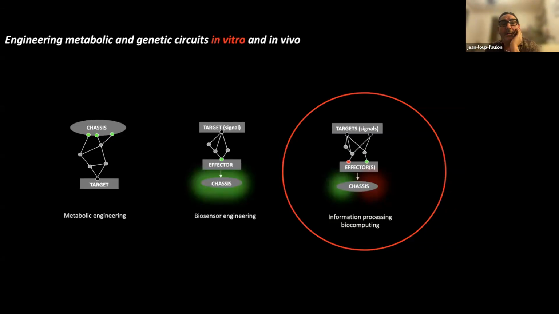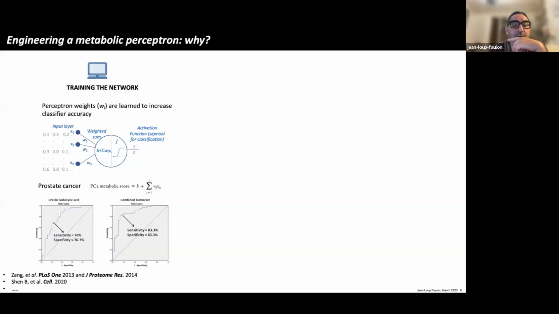Okay, so now that I've introduced and showed you some practical examples of how these biosensors work, I'm going to move on to more sophisticated devices and circuits that are related to biocomputing. So we're going to start with looking at things in vitro, and then we're going to move in vivo. So in vitro is in cell-free, as I mentioned earlier. And in particular, we are going to look at whether we can engineer a perceptron, and why we are doing this.